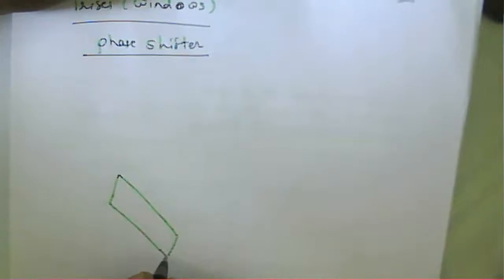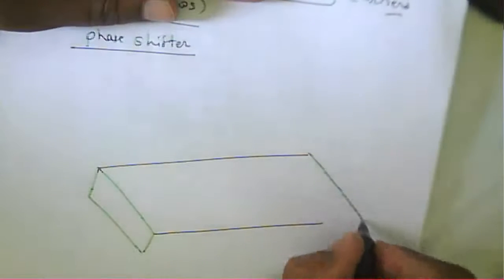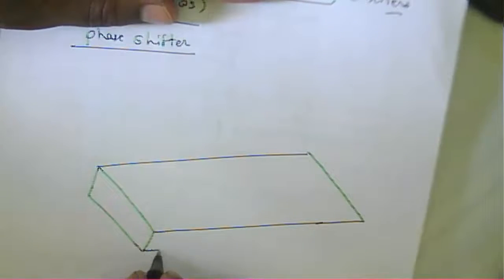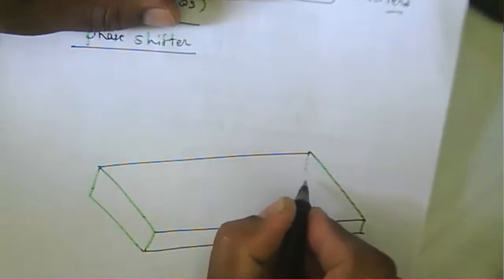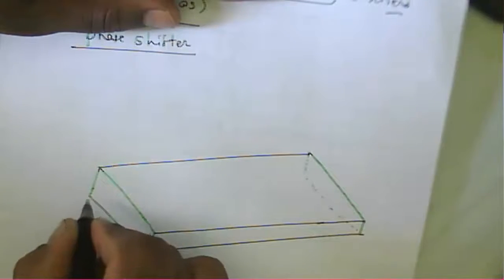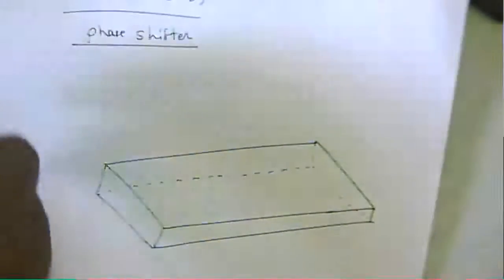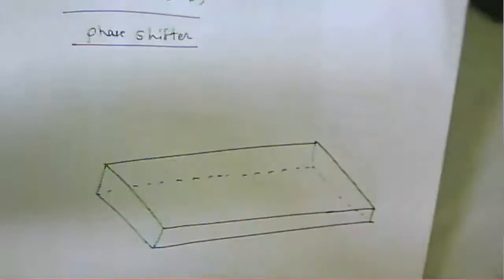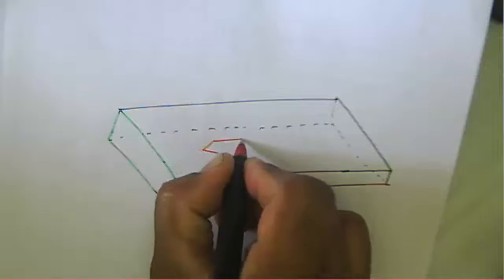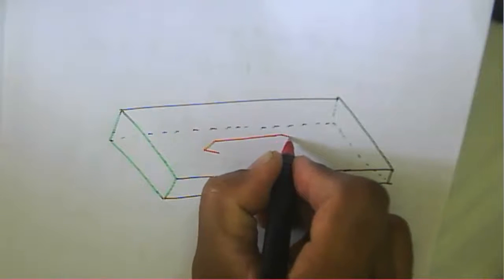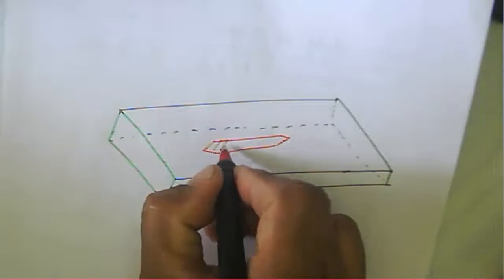this is our rectangular waveguide. In this rectangular waveguide, what happens? There is a ferrite rod present, and that ferrite rod is like this. This is your ferrite rod.